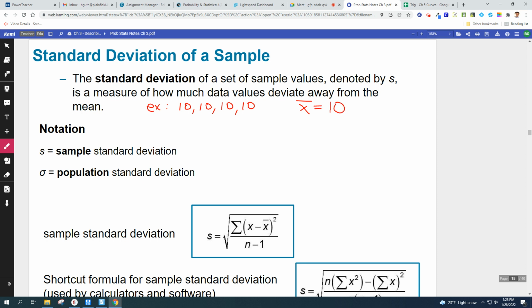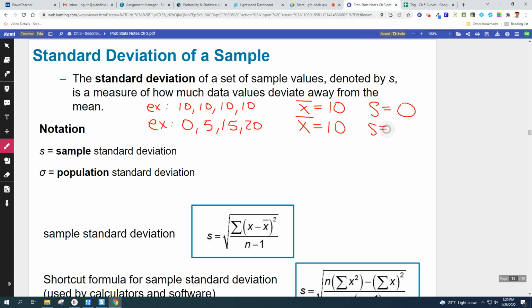Remember that symbol, X bar, was the mean, okay? When we're talking about standard deviation, we're talking about how much do those numbers differ from the mean. So this is a simple example where the standard deviation is 0 because those numbers don't differ at all from the mean. They're exactly the same as the mean. Now, let me give you another example. If I said 0, 5, 15, 20. If you calculate the mean of those numbers, add them up, that's 40, and divide by 4, that's 10. This mean is also 10.